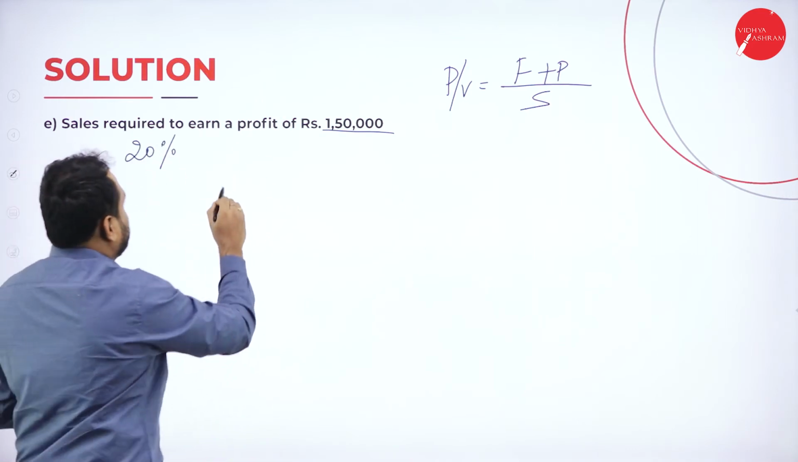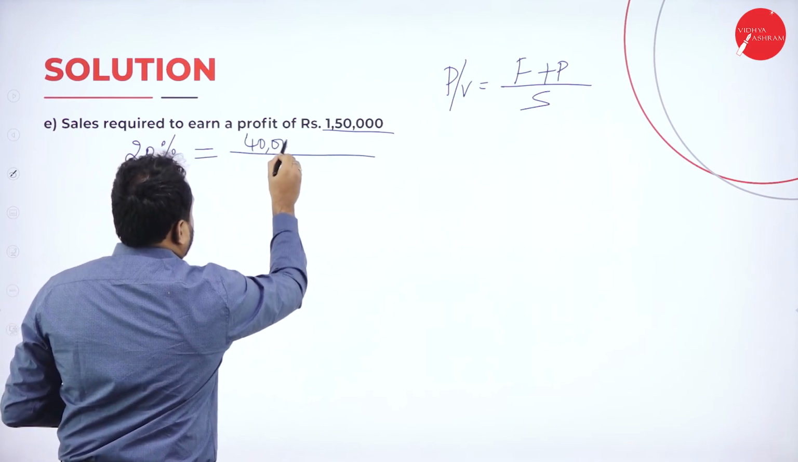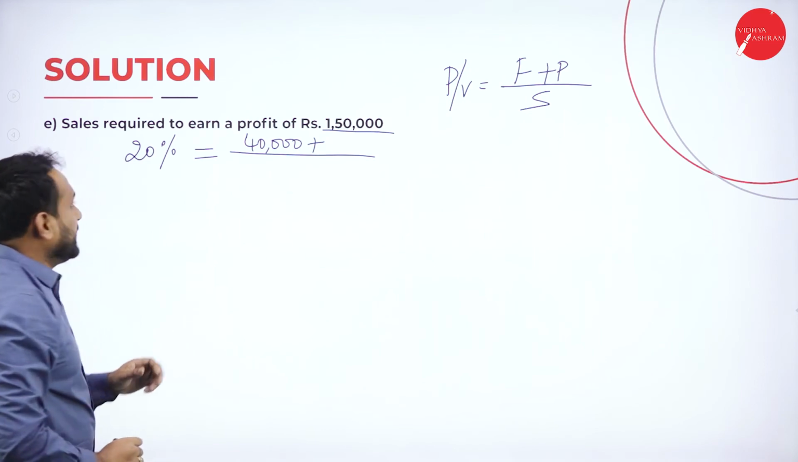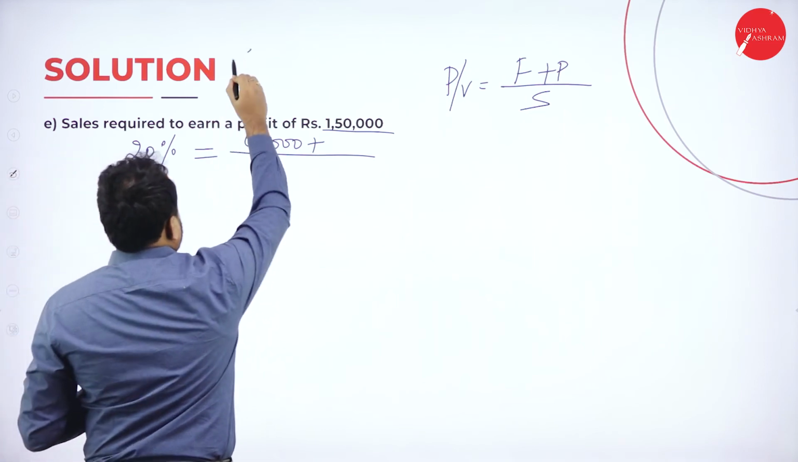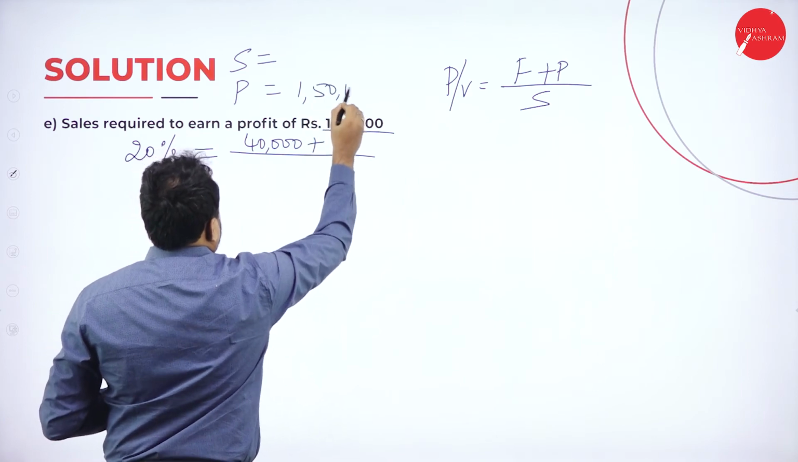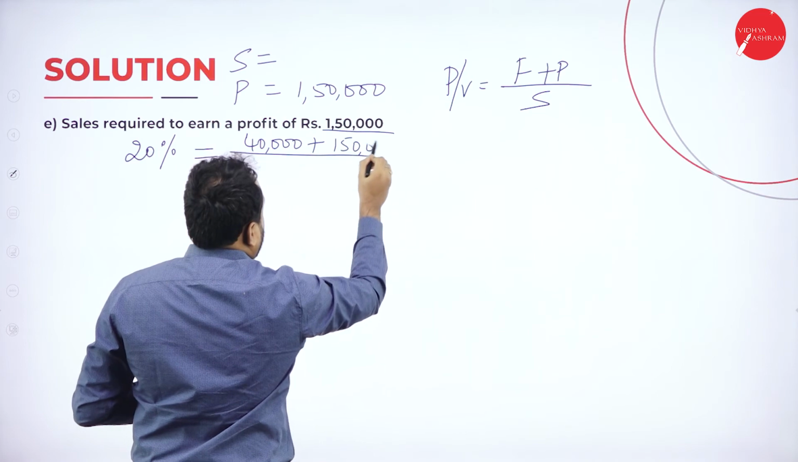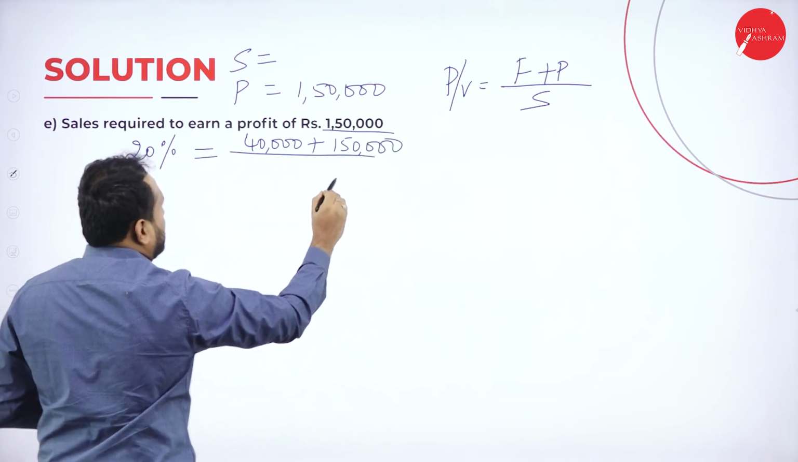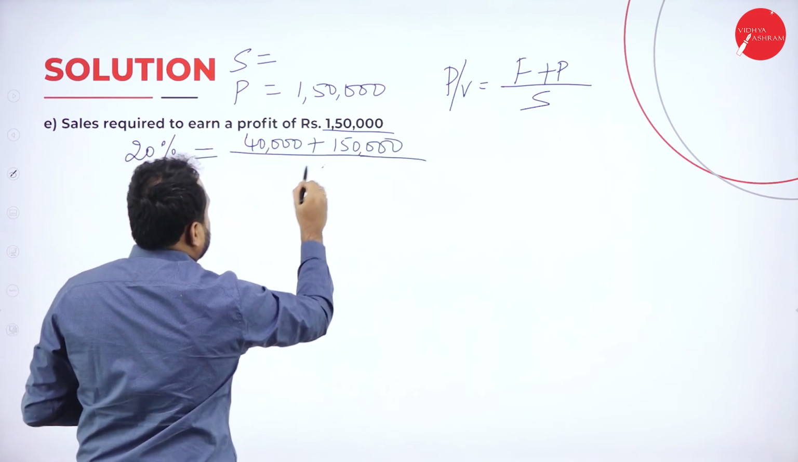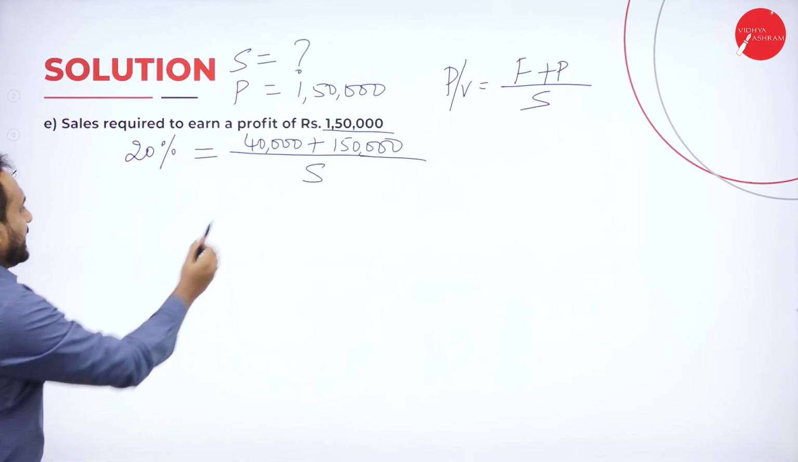My PV is here 20%. And what is my F? Fixed cost is how much? 40,000 plus, what is that they're asking you? Sales required to earn a profit of 1,50,000. So what is my profit here? 1,50,000 divided by, I need to find my sales. This is what it is. So I'll substitute. S will go here.